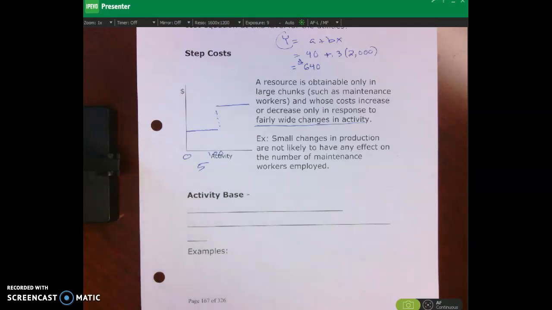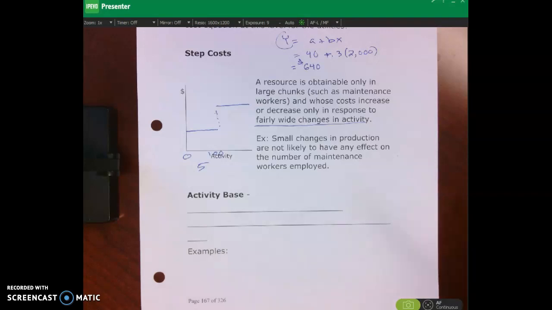In this lecture video, I'm going to continue my discussion of step costs. I'm also going to talk about the concept of the activity base, and the relevant range. And then I'm also going to talk quickly, or at a high level, about cost estimation methods. And then I'm going to talk in more detail about one specific cost estimation method called account analysis, and then quickly talk about the scatter graph approach.